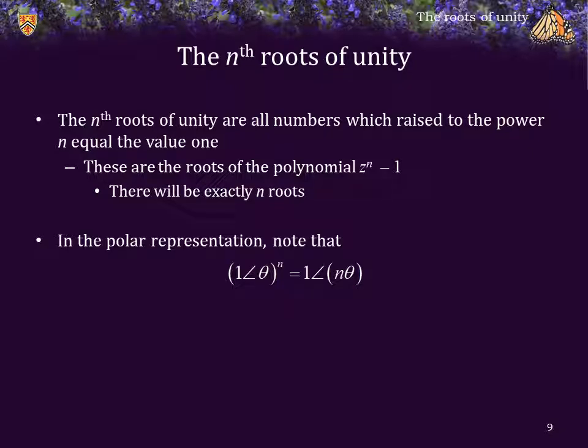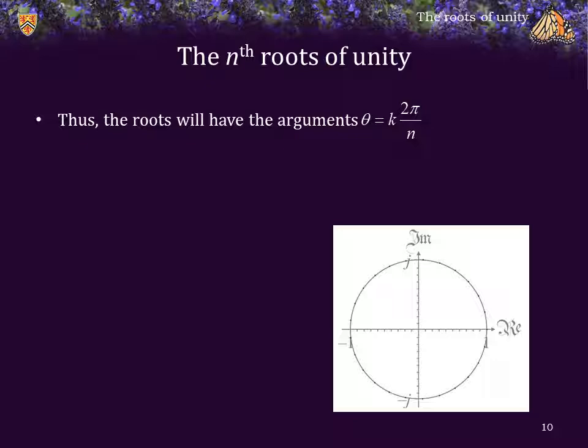Again, this is because if we require that a complex number 1 phase theta raised to the power n is equal to 1, then 1 phase theta is equal to 1 phase n theta. And we require n theta to be some multiple of 2 pi. So therefore, theta must be k times 2 pi over n. Thus, the roots will have the arguments theta equal to k 2 pi all over n, where k will run from 0 to n minus 1.